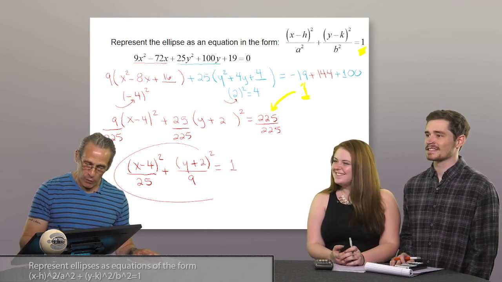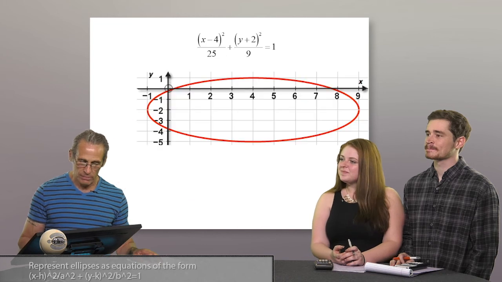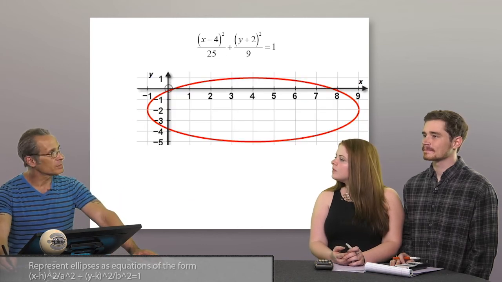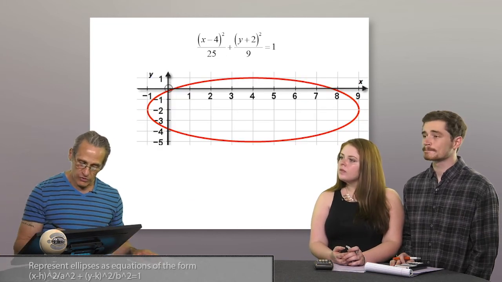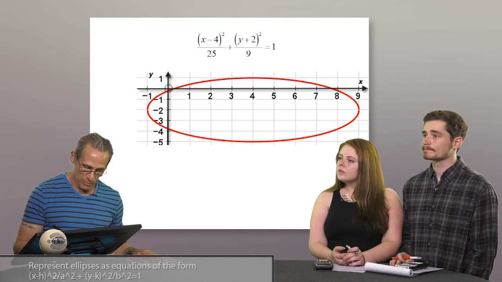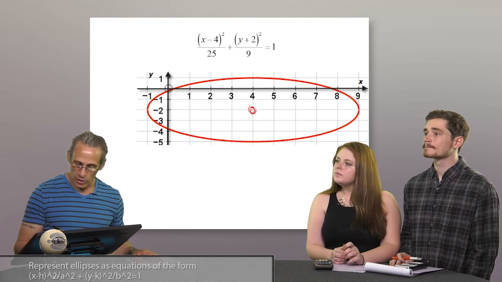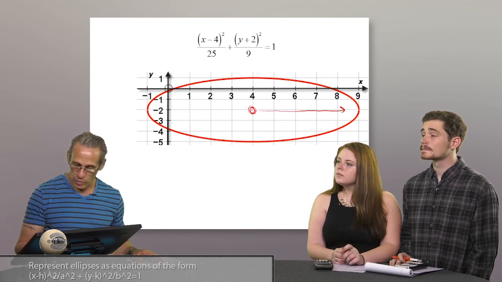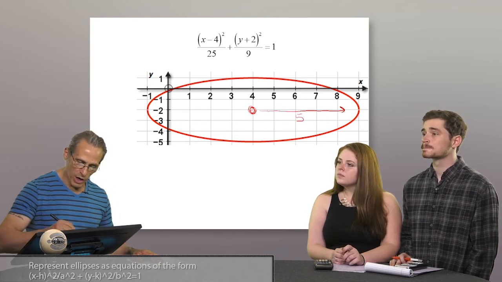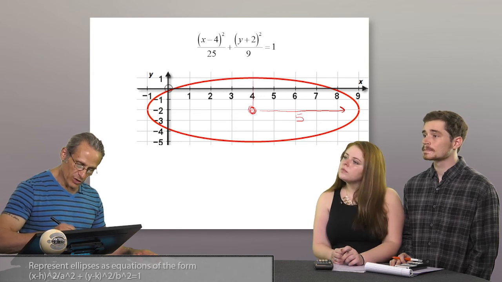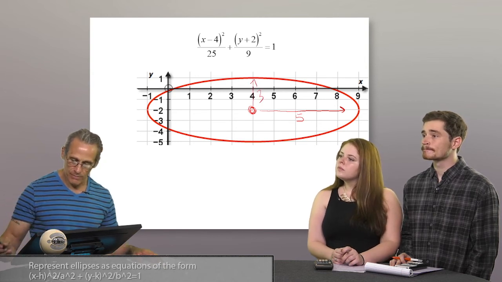So here's my standard form. And when I see the standard form, do I see that ellipse? Yes, we do, because the center would be 4, negative 2. Mark it. And then I'll go from the center to the left, square root of 25, which is 5, and I'll go upward from the center, square root of 9, which is 3.